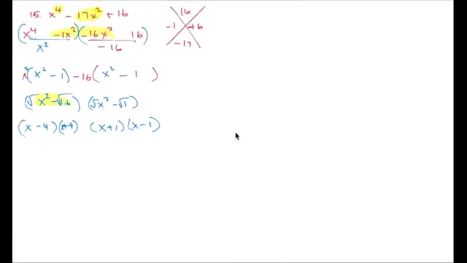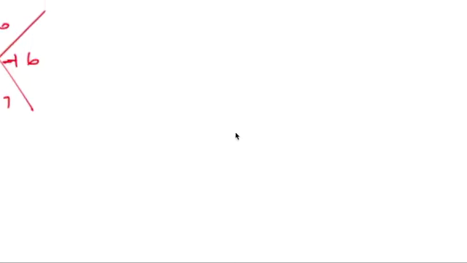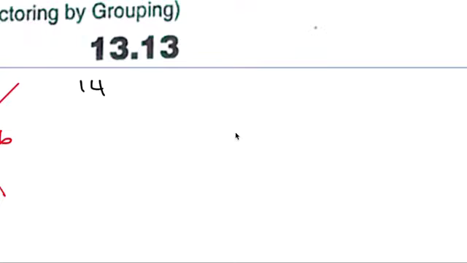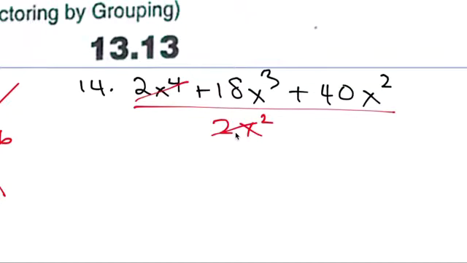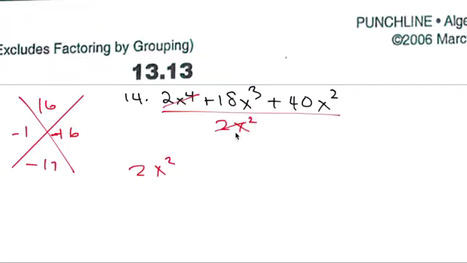All right, and then number 14. Number 14 is 2x to the fourth plus 18x cubed plus 40x squared. You always look for things you can factor out first, which is division, right? 2x squared we can factor out. That goes into that. So the 2x squared goes outside. You get x squared in the middle. That gets you 9x, and that gets us 20.